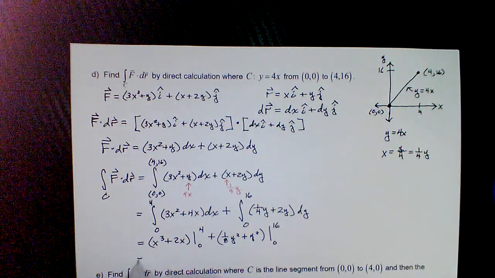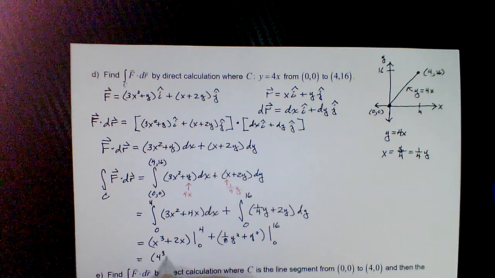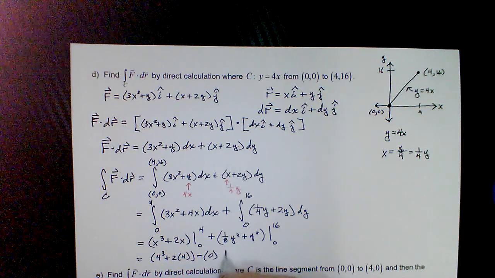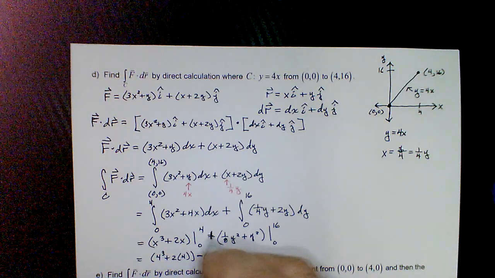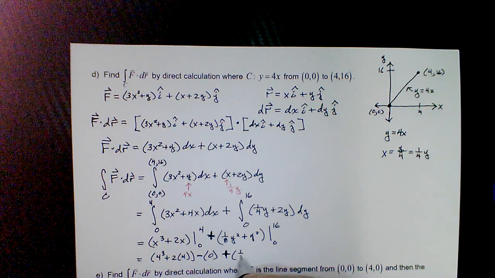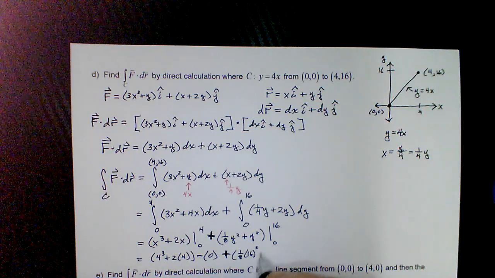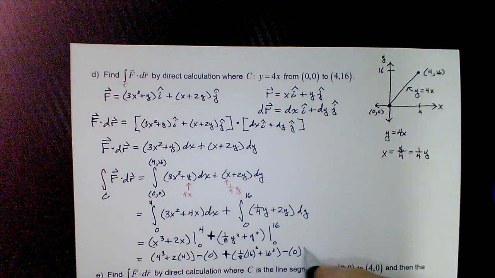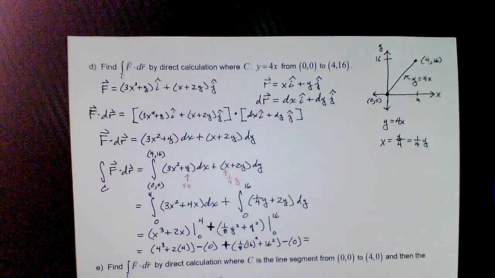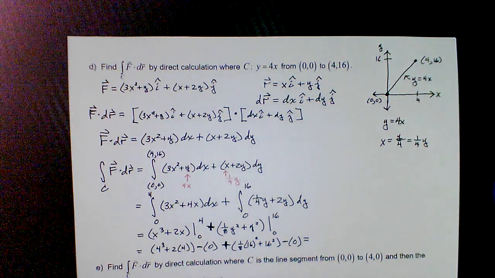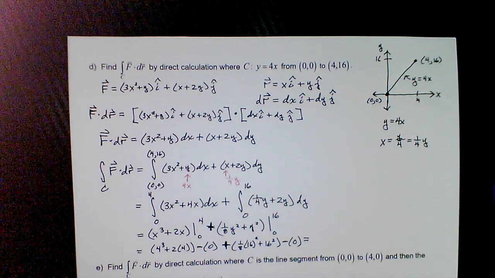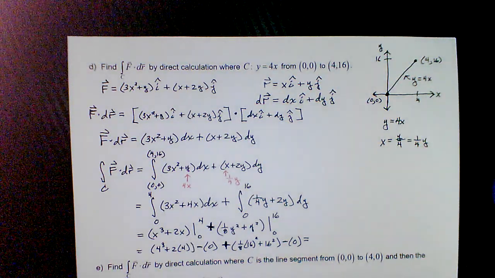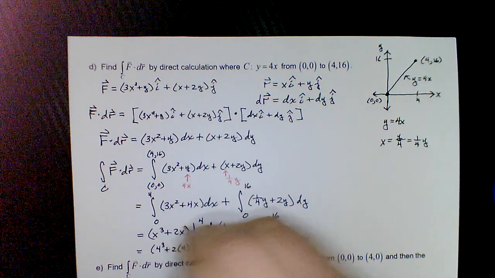Okay, so that gives us 4 cubed plus 2 times 4 minus a big 0, plus, a big plus here, 1/8 times 16 squared plus 16 squared minus a big 0. Okay, and crunching that down here, we get 64 plus 8, or, I'm sorry, 64 plus, oh, I made a mistake here. I think I said this was 2x squared.